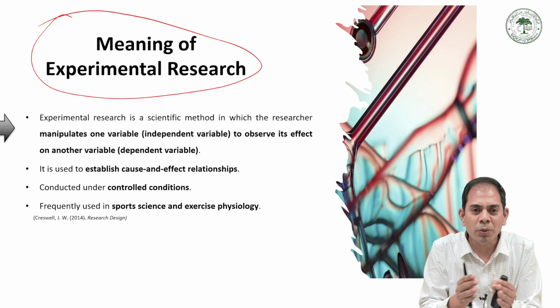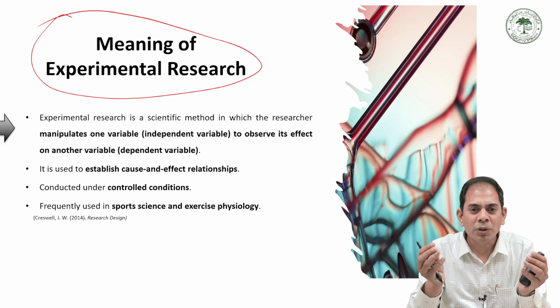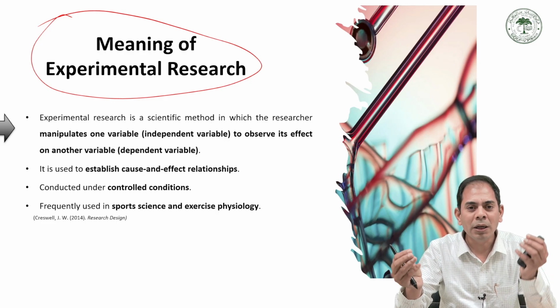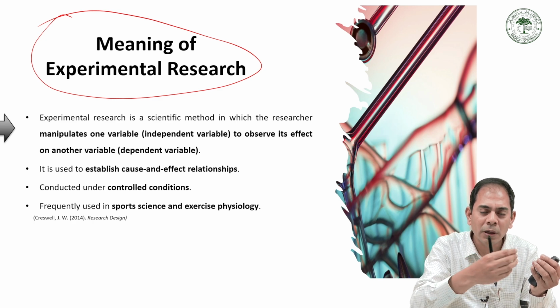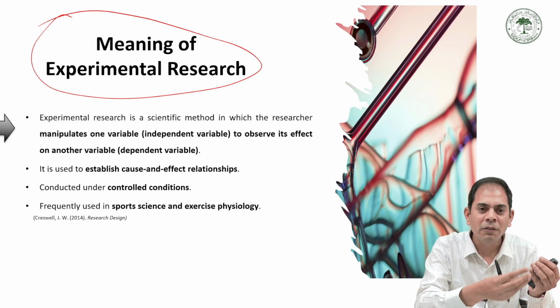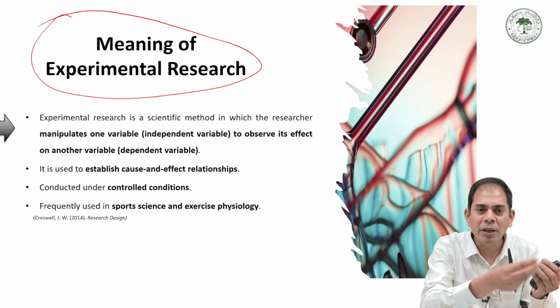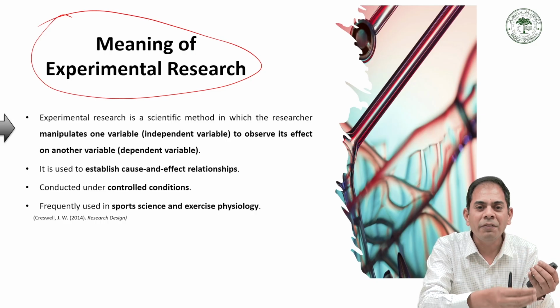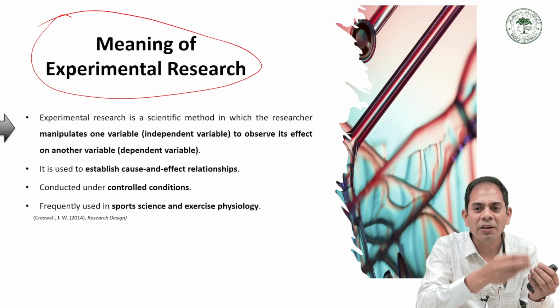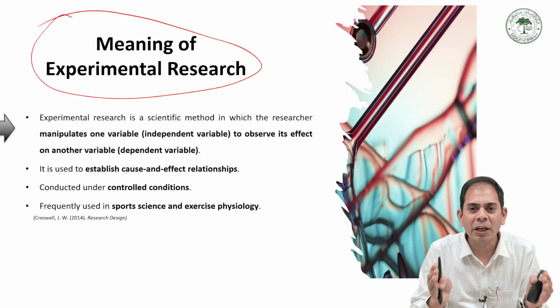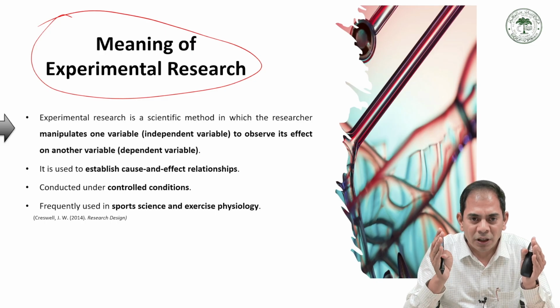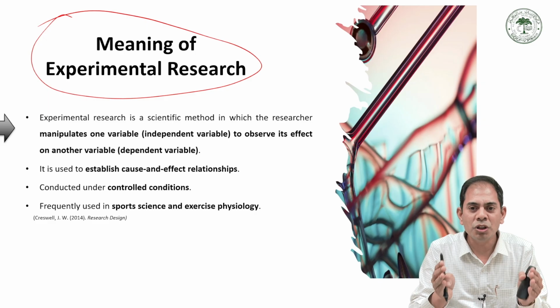The simple idea of experimental research is that we have two types of variables, dependent and independent. With the experiment, procedure or treatment, we manipulate the independent variable, and after that we try to find out its effect on the dependent variable. All this process is called experimental research. This means the researcher actively introduces a change and then studies its impact.